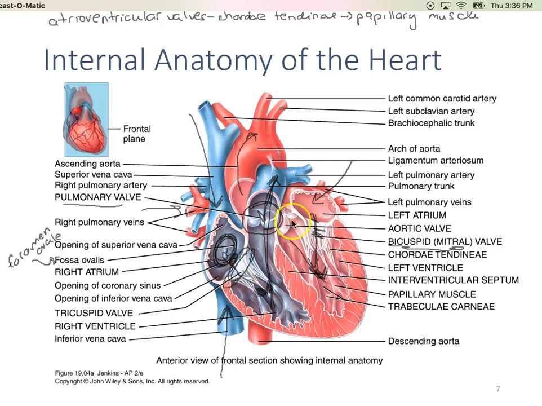Okay, and then sort of last but not least, I'll just touch on this. There's something called the ligamentum arteriosum, and you'll see this in lab as well. There's sort of this little white ligament that goes between the aorta and the pulmonary trunk. That ligamentum arteriosum was once a blood vessel as well. Again, we'll talk about that a little bit later when we talk about fetal circulation.